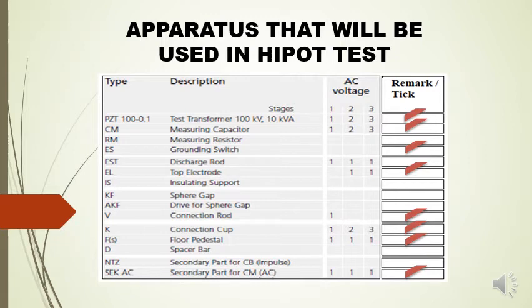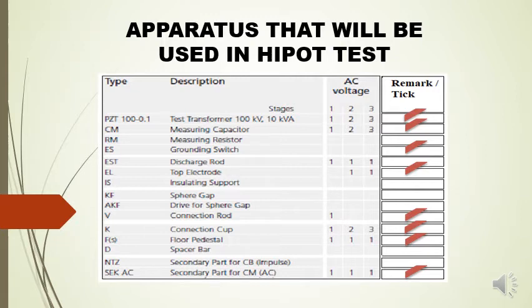Then we must have the connection rod, which is made from an iron rod, and will act as the connector between our current transformer and the measuring capacitor. But in this measuring capacitor, we must have the connection cup, which will act as the jointing to our complete circuit.